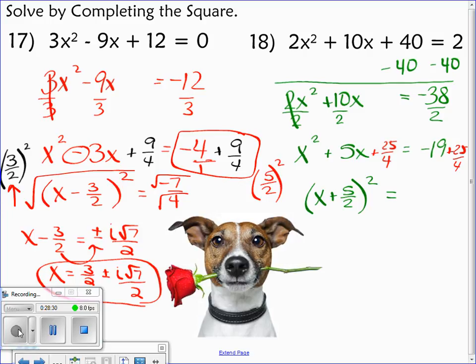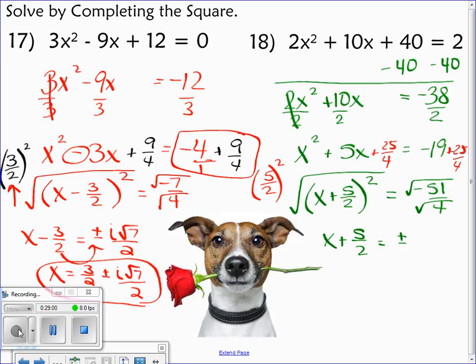Negative. I'm trusting you. I didn't do that. I couldn't do that math in my head. Negative 24. Okay. If you did not get that, double check that you didn't forget your negative on your 19. Then we take the square root. Top, bottom. So x plus 5 over 2 equals. I can't do anything? I'll leave it like that?